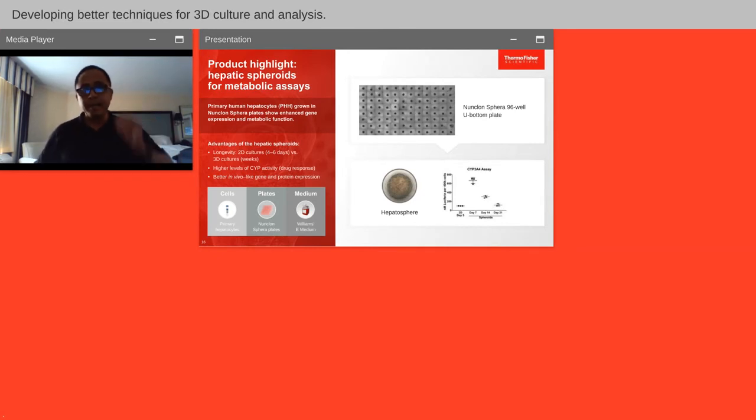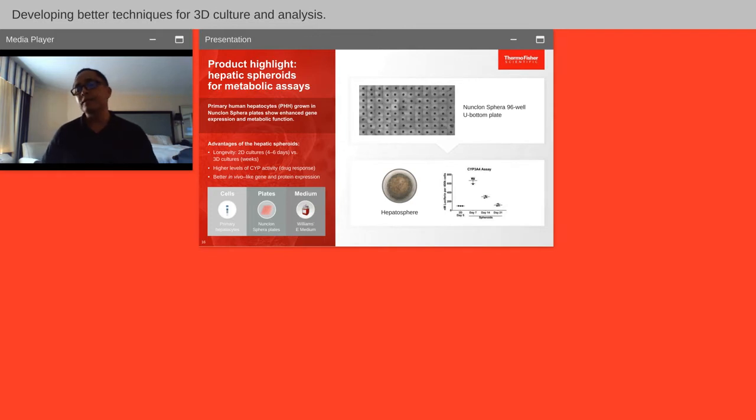The next workflow I want to highlight here is our hepatic spheroids, which can be used for looking at metabolic assays. What's nice about the hepatic spheroids is that the first two applications I talked about are comprised of a bunch of parts that you put together to create that workflow. This is actually one of our first 3D products, which is sold as a kit itself. So under one catalog number, it'll provide you all the materials that you need to form this model.